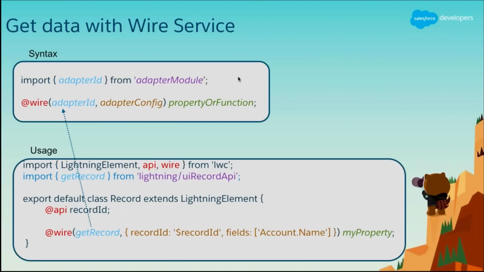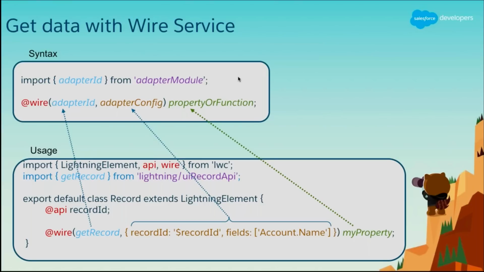And it is taking two parameters. One is adapter ID, that is the method or functionality which you are going to call, and adapter configuration is where you can specify any of the fields or any of the configuration you want to send while calling the wire service. For instance, in the example below, I'm importing getRecord from the Lightning UI record API, and then I'm calling getRecord using my @wire service, which is my adapter ID, and then I'm sending some configuration parameters like record ID, right, and finally it is wired to a property or function.